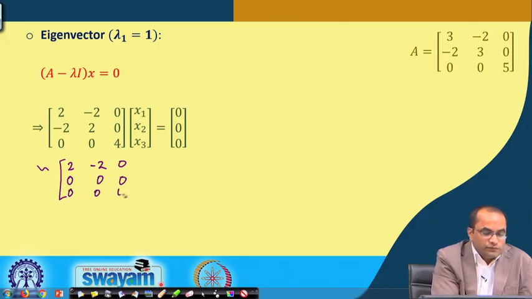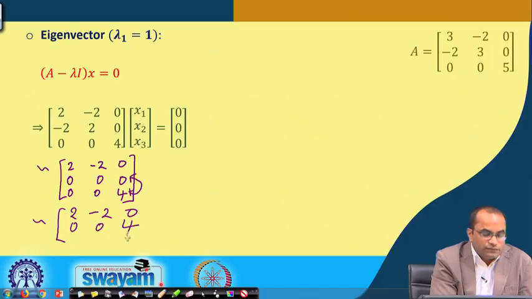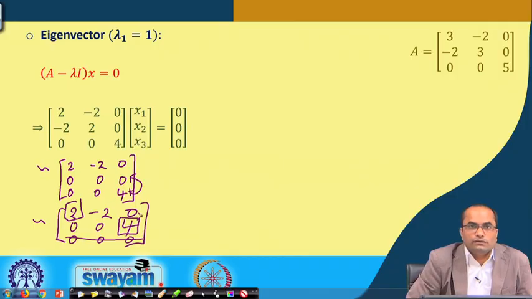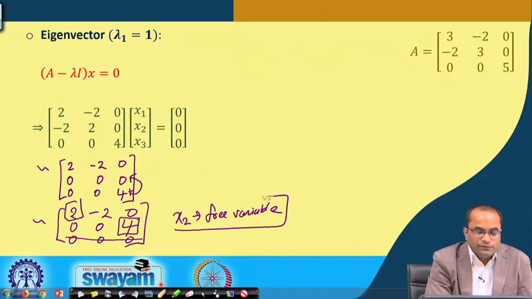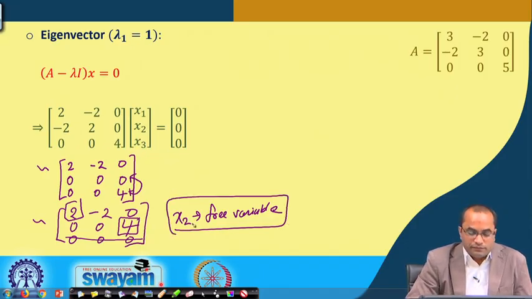So, here 0 0 4, this is one step of the row reduced form, and now we can interchange these two rows. So, we will get 2 minus 2 0 0 0 and this 4, and the last row will be the 0 row. So, we have the pivot here in the first column, and we have a pivot in the third column. Corresponding to x 2, we can choose a free variable, and then x 1 and x 3 will be computed based on this free variable.